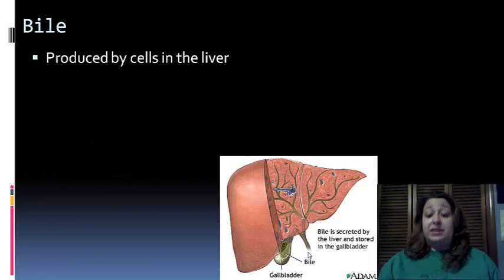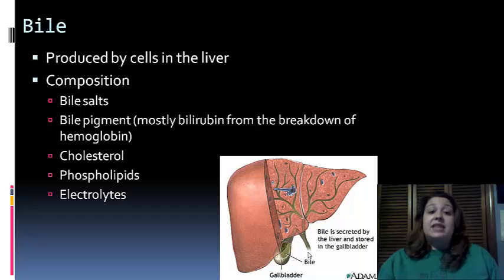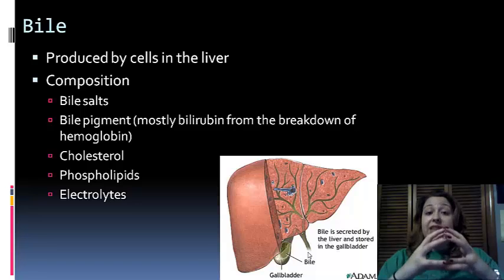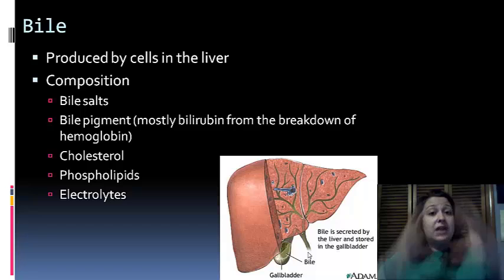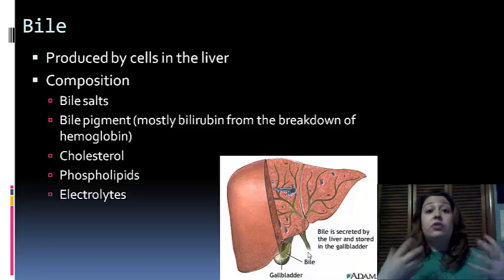Bile is produced by the liver cells. Its composition is bile salts, bile pigments, cholesterol, phospholipids, and electrolytes. Now remember, bile helps break down fat globules, not into their chemical components, but from a large glob to smaller globs, to increase the surface area so that other chemicals can help break them down quicker.